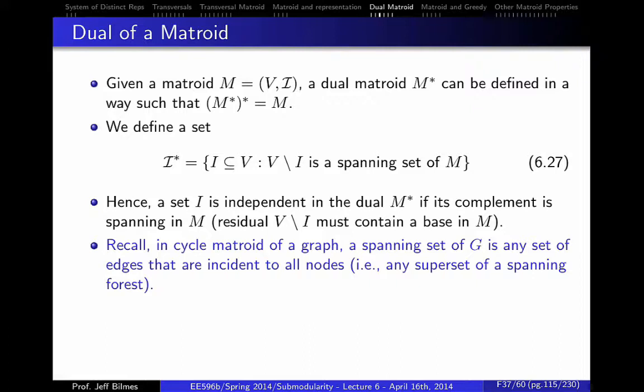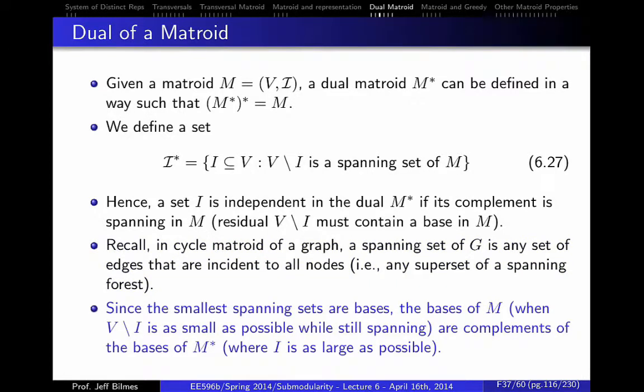So in the cycle matroid, any spanning set of G is any set of edges that are incident to all nodes, right? Remember that. Now there's this dual thing associated with the bases. So let's say you take the smallest spanning set in M, the bases in M. If it's a cycle matroid, it's a spanning tree, right? And those are complements of the bases in M prime. So let's think about it this way. So you've got a base in M, okay?